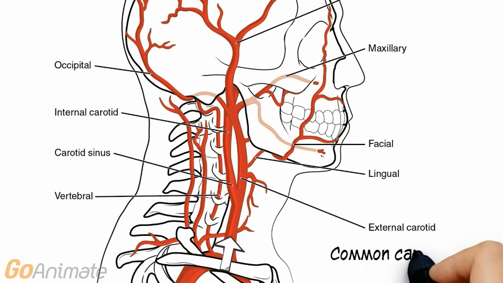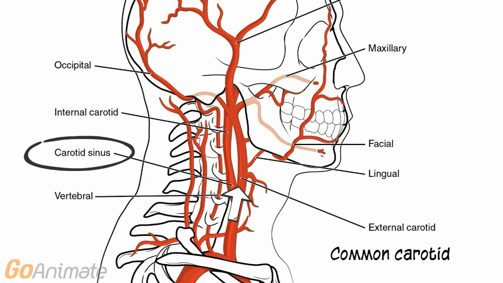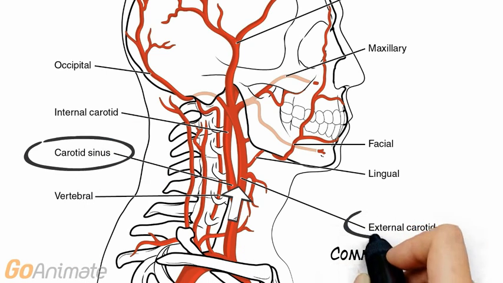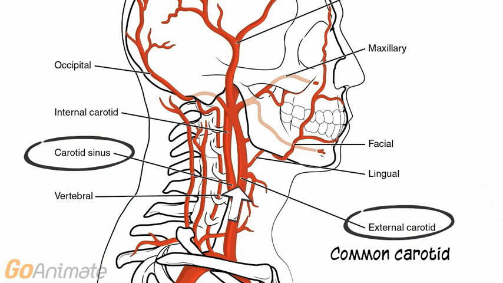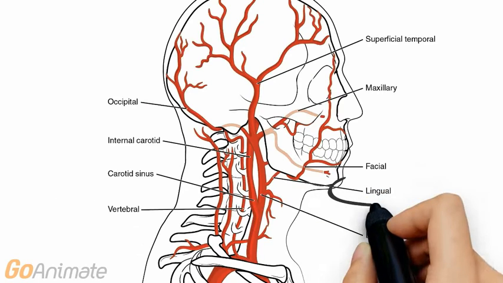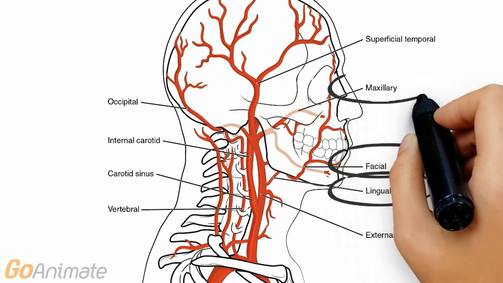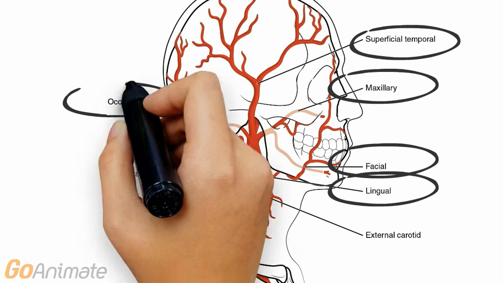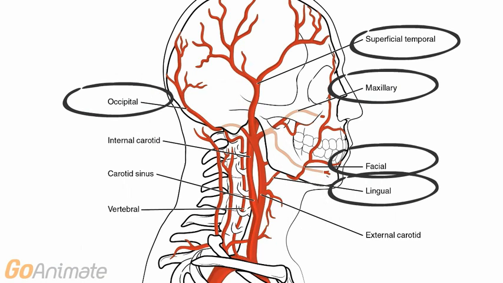If we follow the common carotid artery, we see that it splits, or bifurcates, into internal and external carotids. The carotid sinus, a baroreceptor that senses blood pressure, is located at the bifurcation. The internal carotid enters the skull to supply the brain. The external carotid remains outside of the skull. Its branches include the lingual, facial, maxillary, superficial temporal, and occipital.